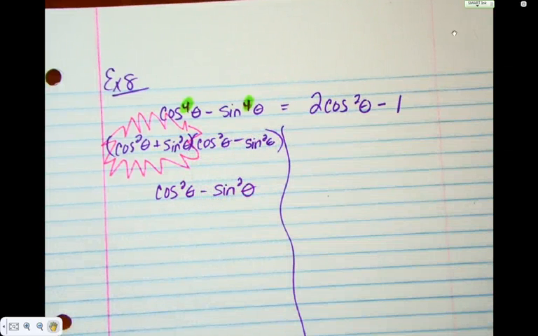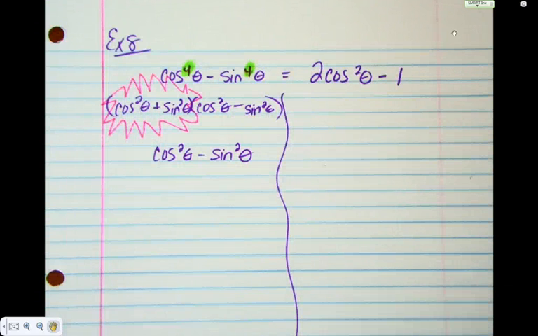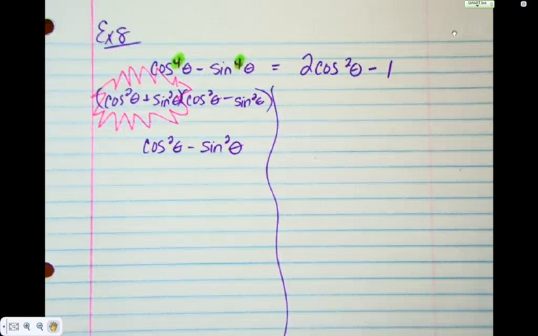That's how a sine to the 4th and a cos to the 4th can turn into the squareds. It's just because of that lovely identity. Okay, so simplify all fractions, try to factor. Okay, now what?